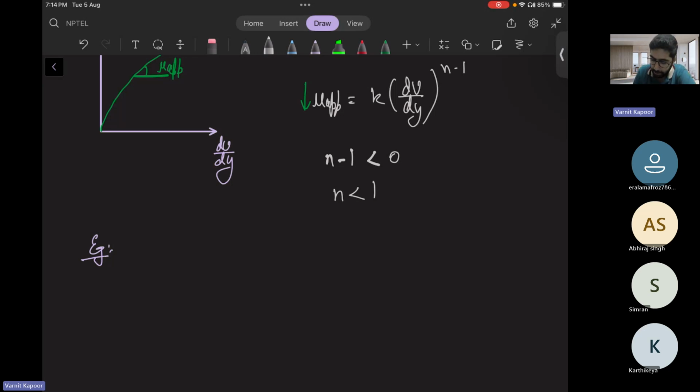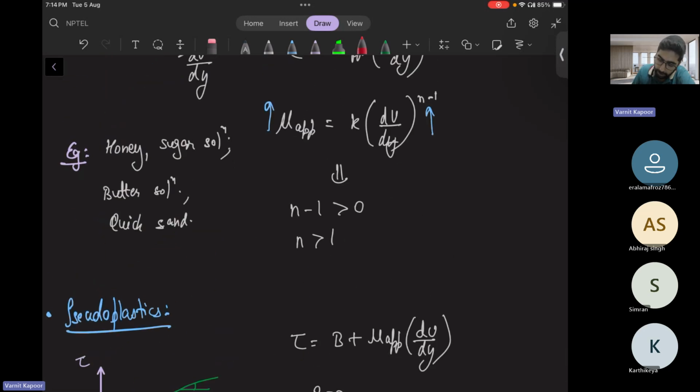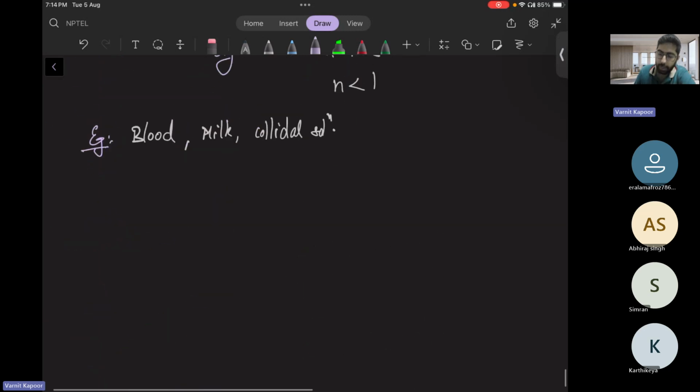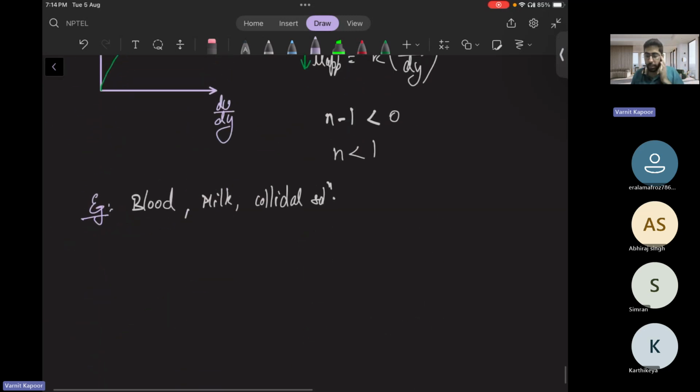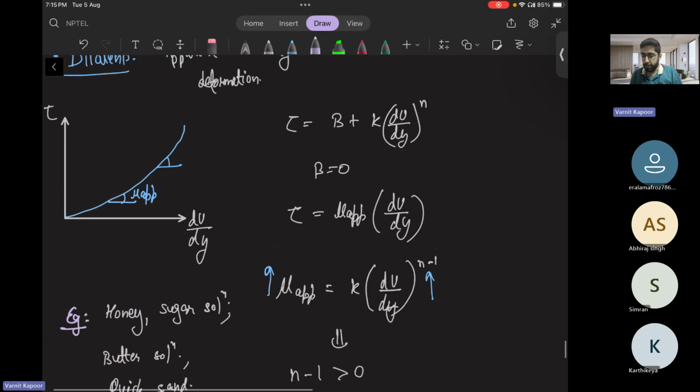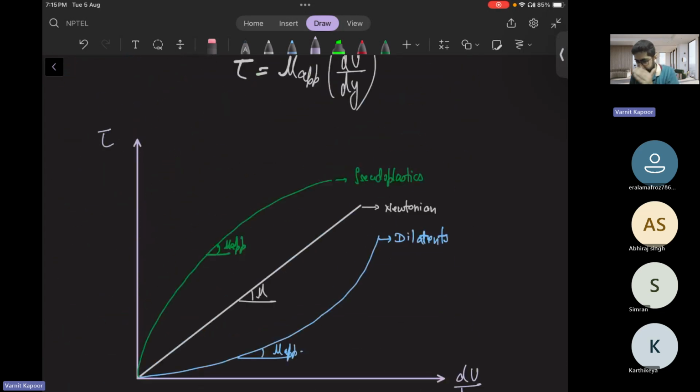Examples: blood, milk, colloidal solution. And these above all were non-colloidal. All of these were non-colloidal. And here, colloidal solutions. Okay, we have understood Newtonian, dilatant, pseudoplastics.